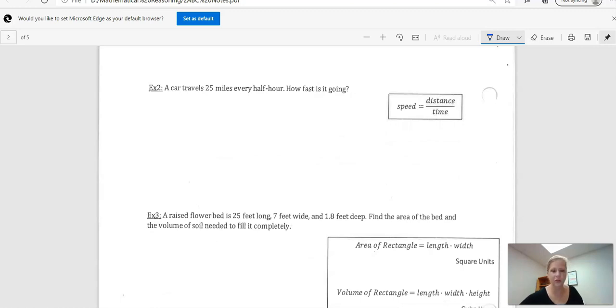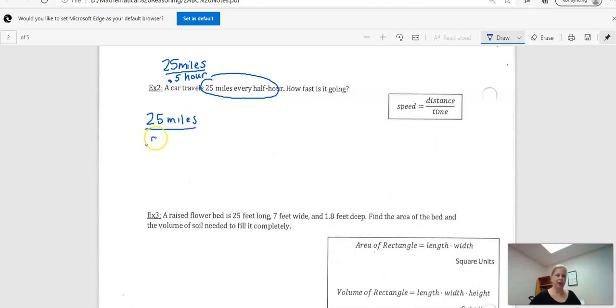Okay, we've got a car that travels 25 miles every half of an hour. How fast is it going? Okay, so we're starting out. Here's what we know. I just go ahead and write a statement. Half of an hour would be 0.5, right? We've got 25 miles every half of an hour. That's one thing we know, and that's kind of where we're starting at. We've got 25 miles, and we can do that every half of an hour.